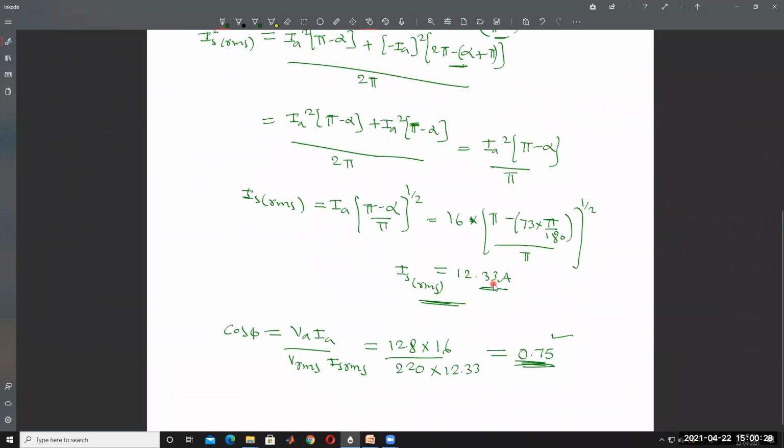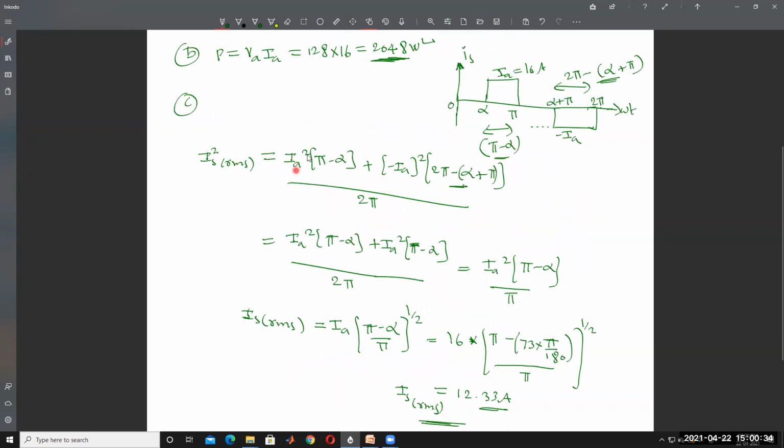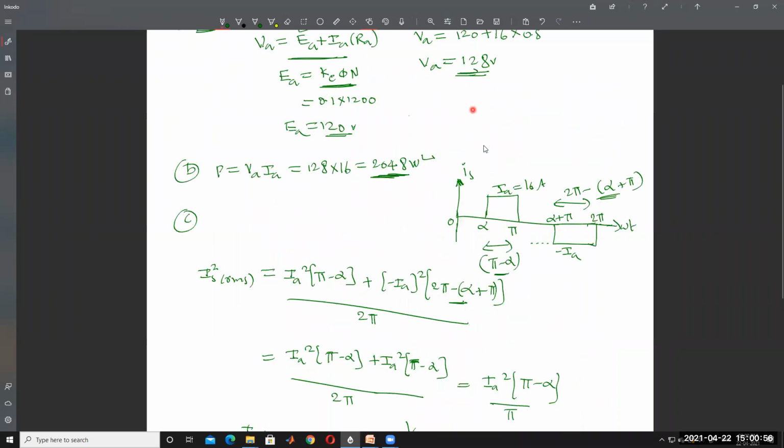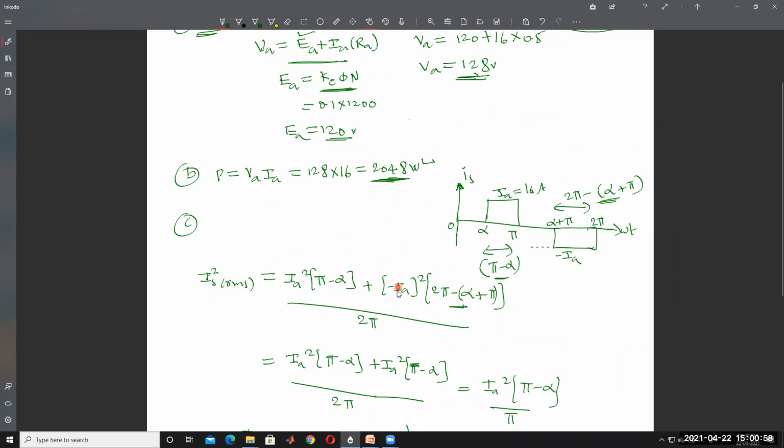For a square waveform, you will get I square into T. If it is a square waveform, the RMS value of current squared is equal to I square into T. If it is triangular, it is one third of I square into T. Remember, we will get one third if it is triangular, and I square into T if it is a square wave.